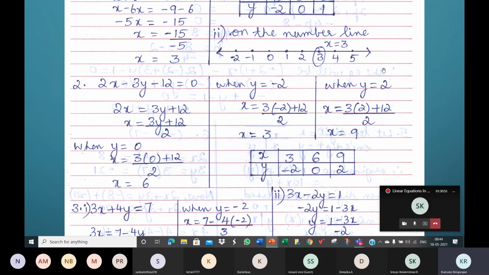Any questions here, children, in preparing this table? No, ma'am. All right, children. Thank you. So we need to plot the points 3, minus 2; 6, 0; and 9, 2.